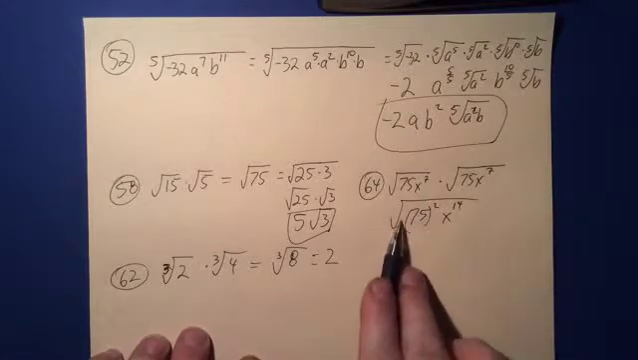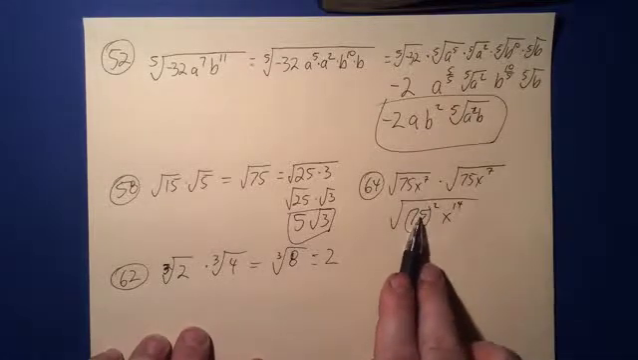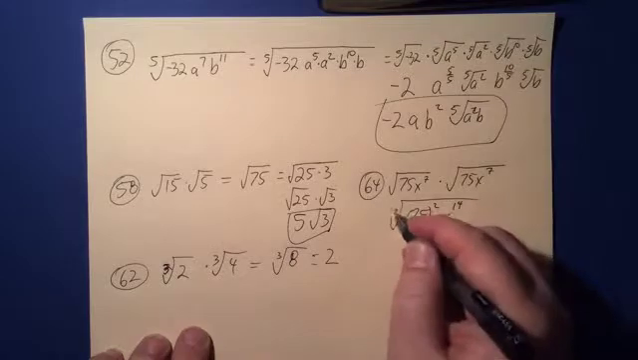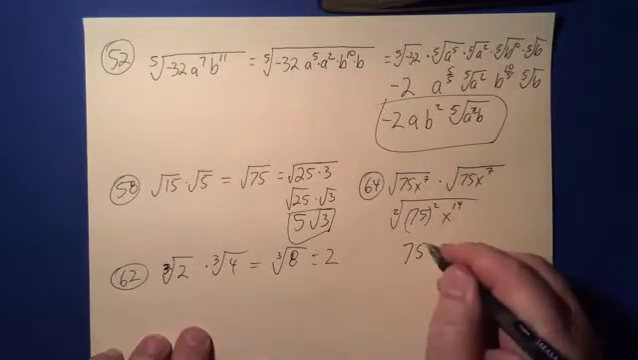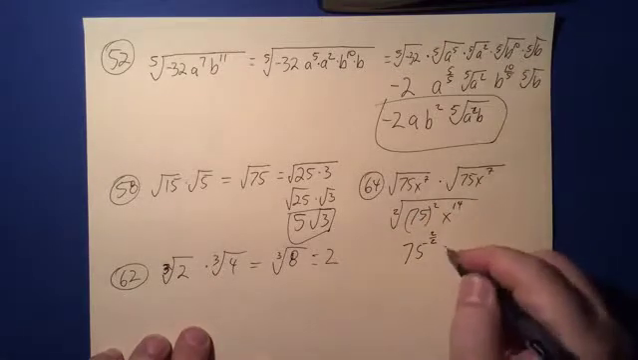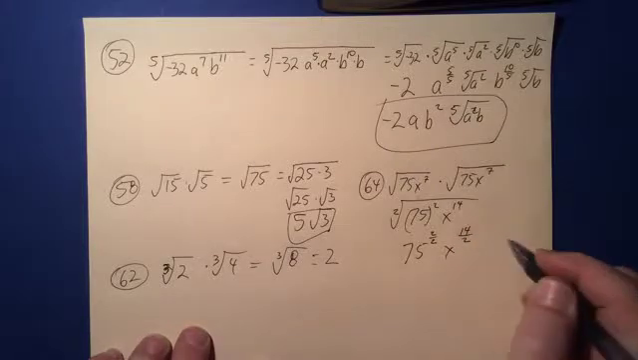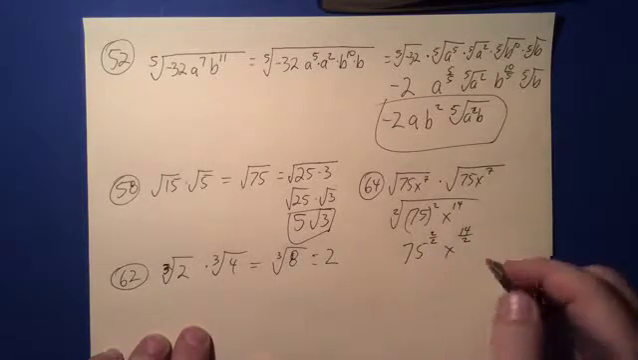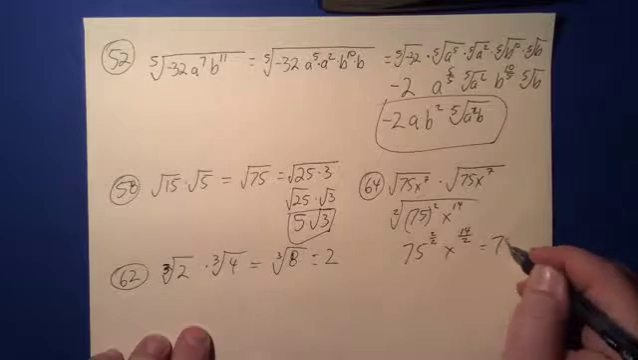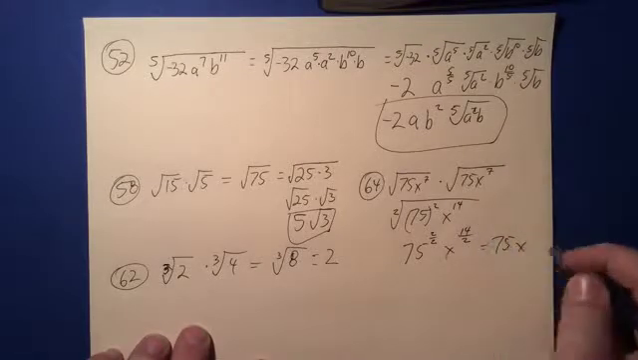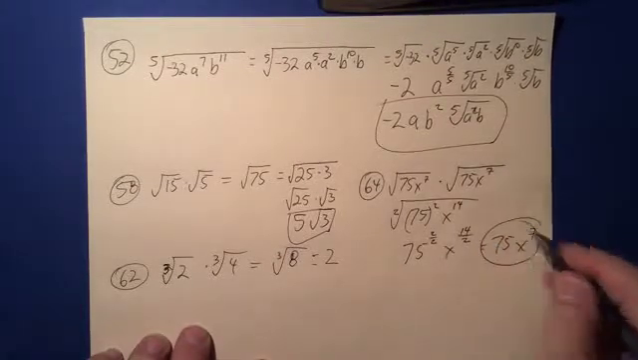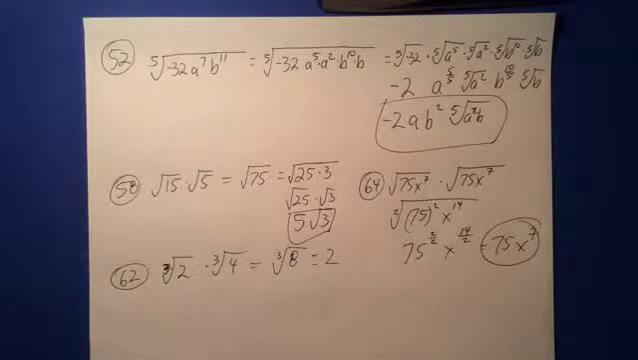But the reason it's nice to write this as 75 squared is because if I take the square root of this, this is going to be 75 to the 2 over 2, times x to the 14 over 2. Well, this is 75 to the 1, or just 75. 14 divided by 2 is x to the 7th. And that's all there is to that question.